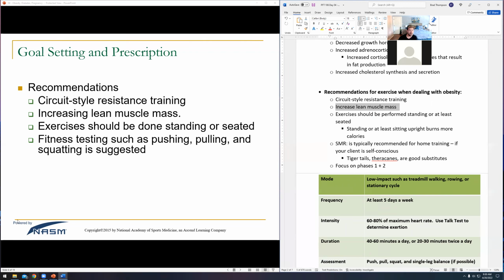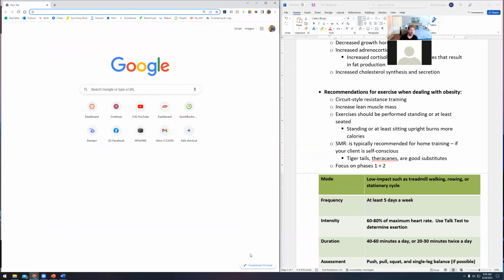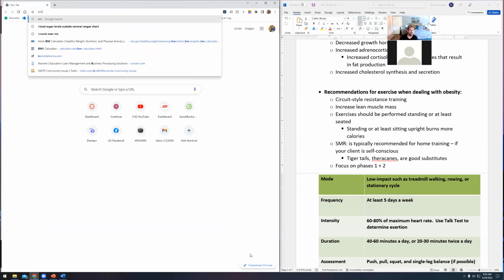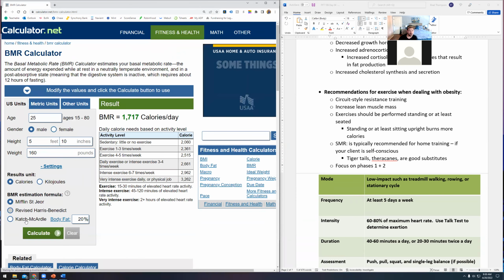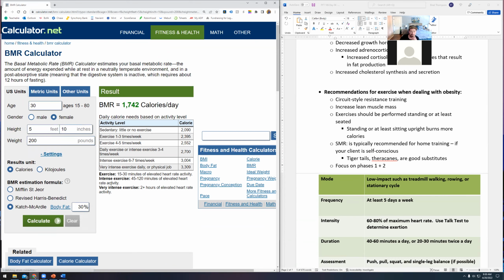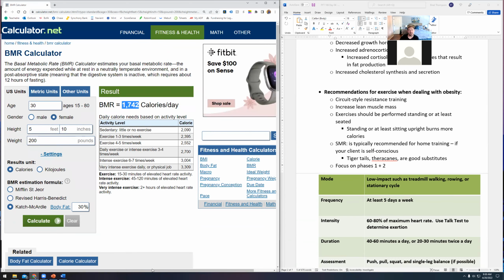And just look at what happens. I know for those of you who have been through our weight loss program design class, we go to a BMR calculator that takes into account body fat percentage. We use what's called the Katch-McArdle formula. Let's say we've got a 30-year-old female client, 5'10", who weighs 200 pounds. Let's say she has 30% body fat. They calculate here that she's going to burn 1,742 calories per day, just living a normal everyday life.